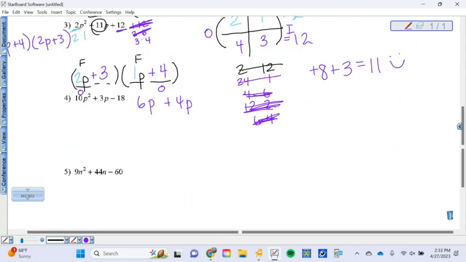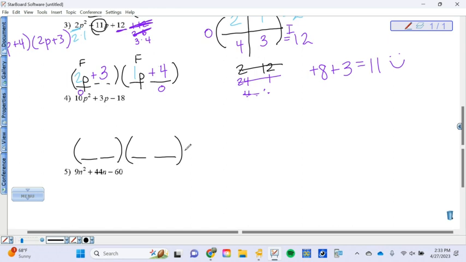Let's look at 4. Does 4 have a greatest common factor? No, it doesn't. So we are just going to need to factor this into 2 binomials. That means we have 4 little places to fill. What is definitely going to be a part of the first times first? P.